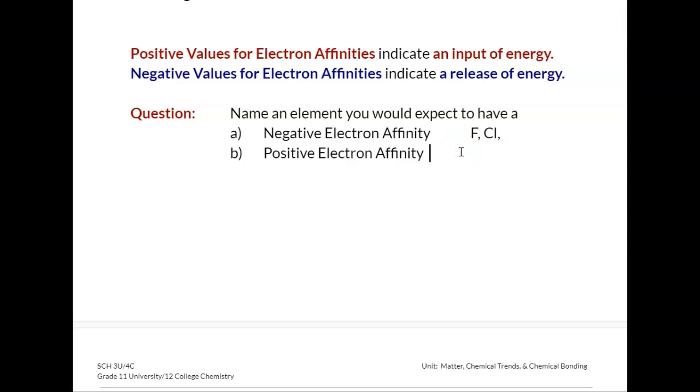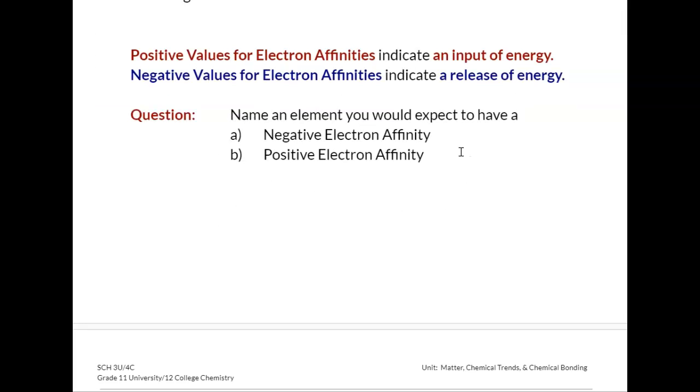Now, for a positive electron affinity, I would say an element like sodium, for instance, that has 1 valence electron, doesn't really want to gain another electron. It's pretty close to being stable. If it loses an electron, it's going to become stable. Sodium does not want to gain an electron, and so adding an electron to its valence shell would actually require energy. So we would say it has a positive electron affinity.